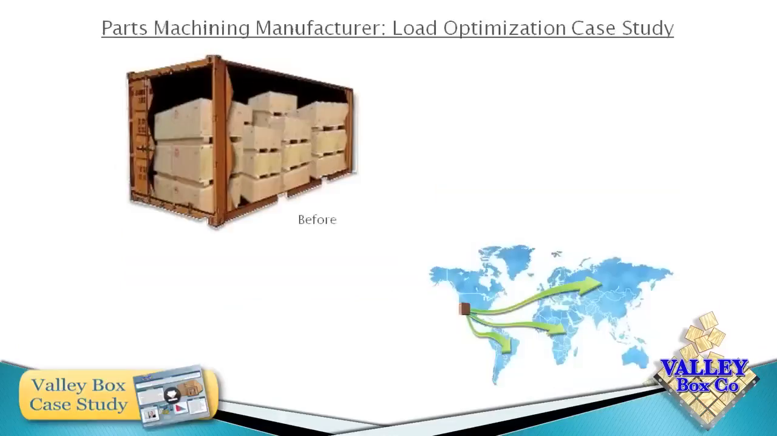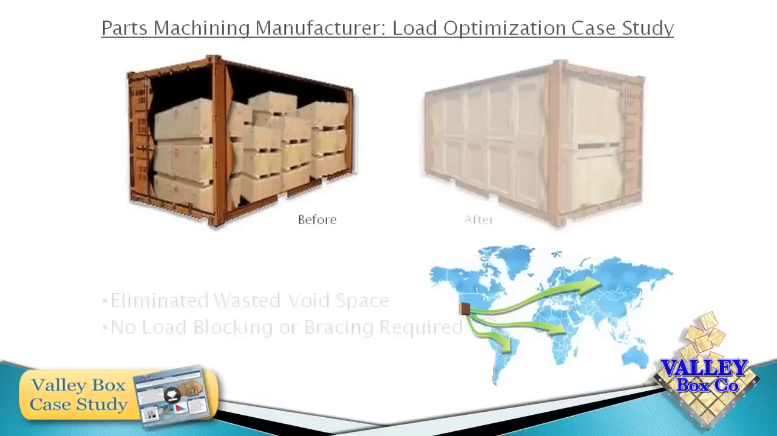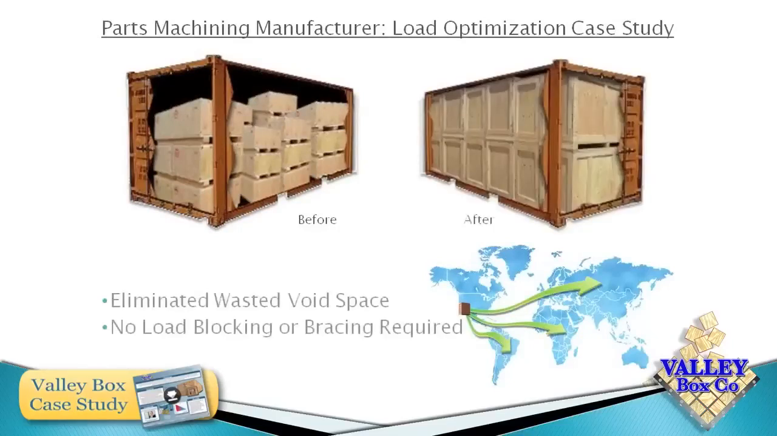Here's another case study for a parts machining manufacturer who needed to optimize the outside dimensions of their wood box in order to efficiently pack their overseas shipping container internally. Valleybox designed heat-treated wood boxes that held the maximum amount of parts while not exceeding the maximum dimensions. Additionally, this method saved time during loading and unloading by eliminating blocking and bracing needs. And if you notice, the black space on the left-hand side is that void space that Valleybox eliminated by optimizing the outer dimensions of the wood boxes.